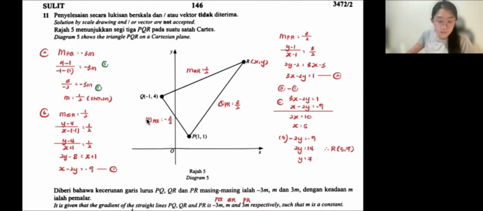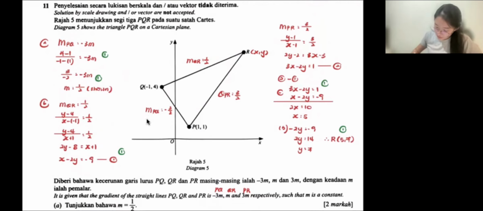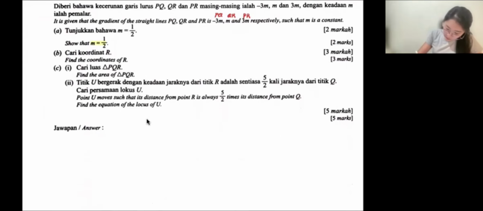So 1 mark is given to you on equation number 1, 3 marks here. Then number 2 on the substitution and/or elimination method, and the last mark on the coordinates of R. Okay, that's B. After that, C, find the area of PQR.